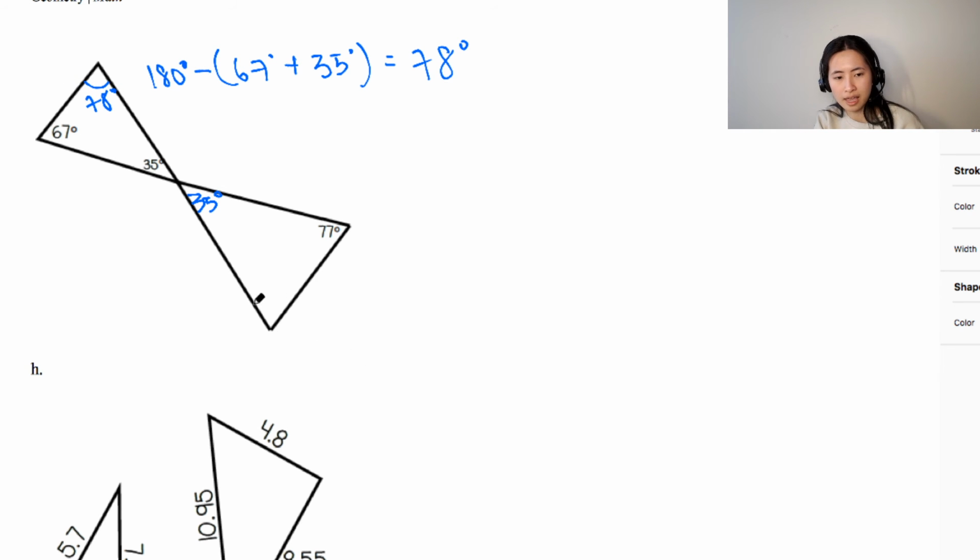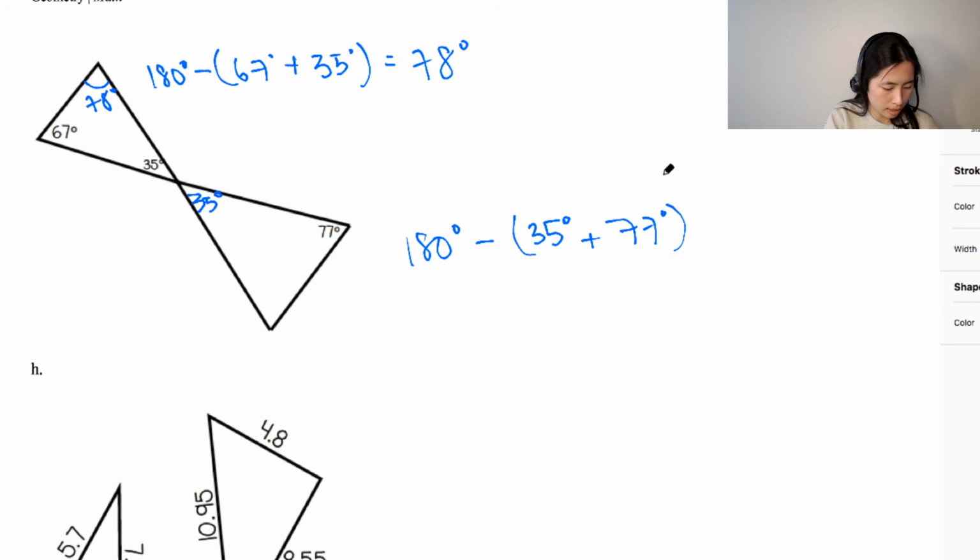So how do you find this angle then? Well, this angle needs to be 180 minus 35 degrees, minus 77 degrees. So 180 minus 35 minus 77 is equal to 68 degrees.